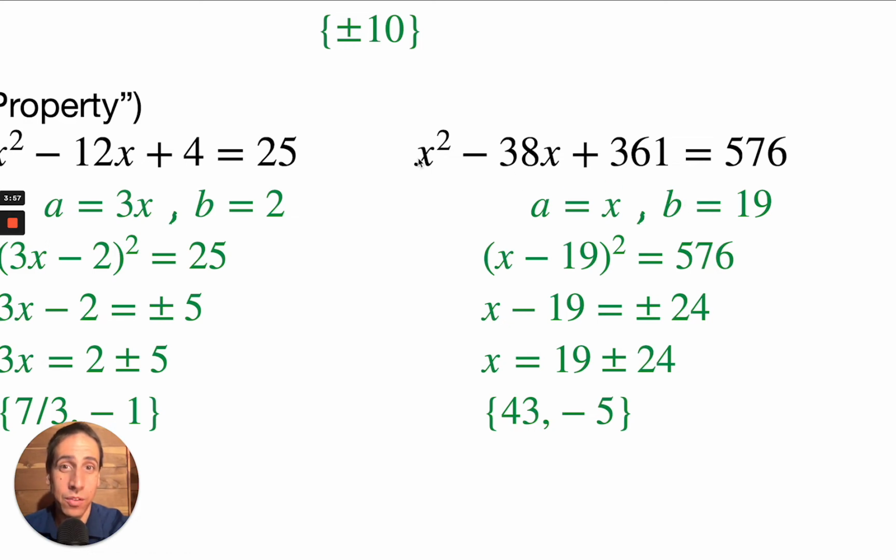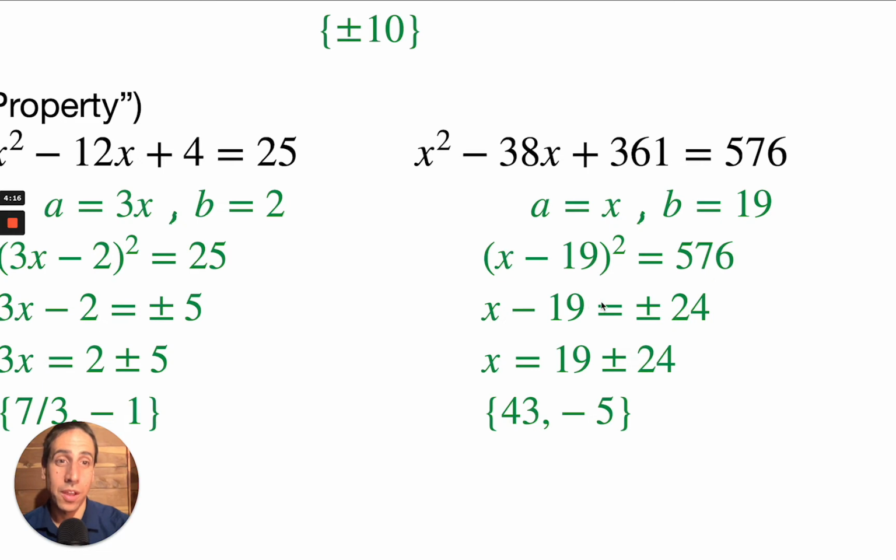If you have x squared, a is equal to x, because the square root of x squared is x, and the square root of 361 is 19. 19 times x doubled is 38x, so we can use the perfect square trinomial formula. x minus 19 squared is equal to 576.